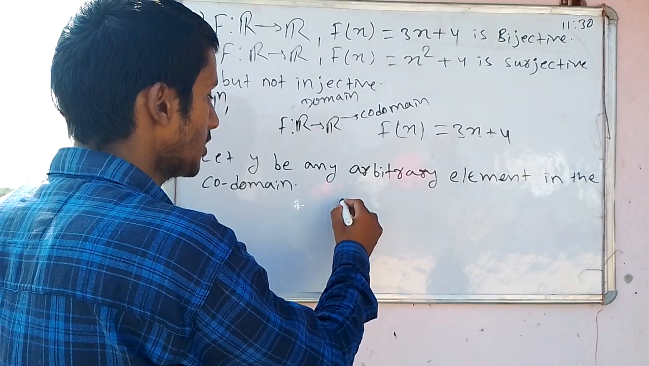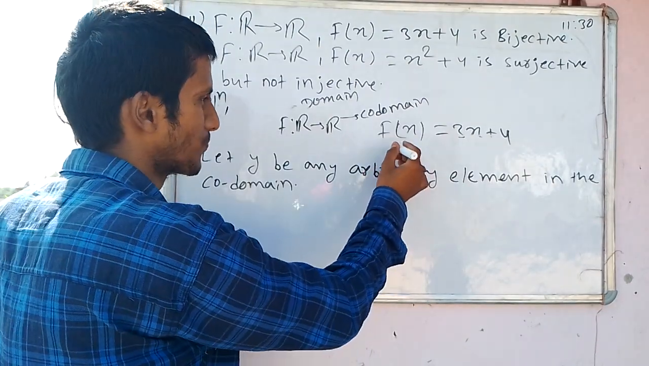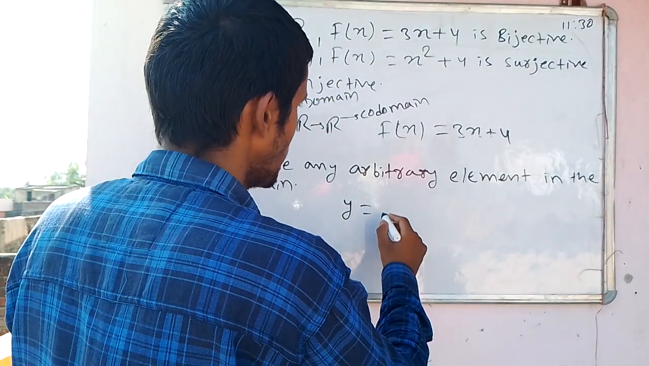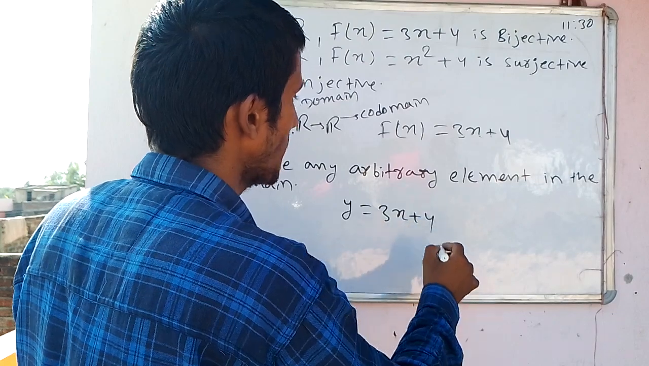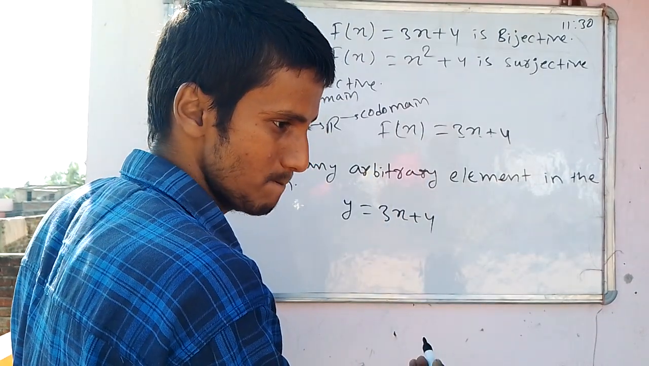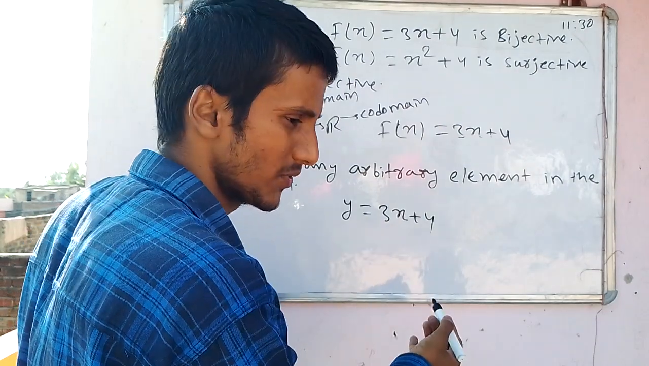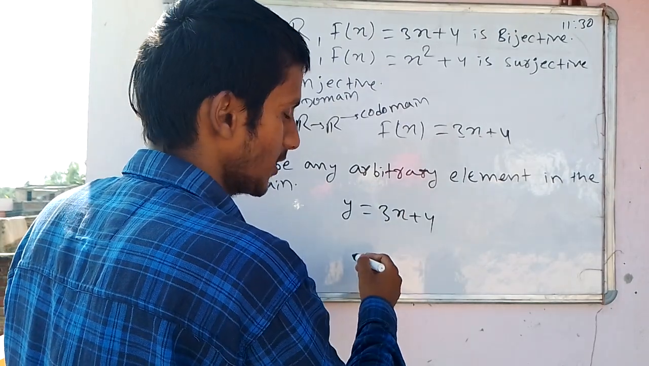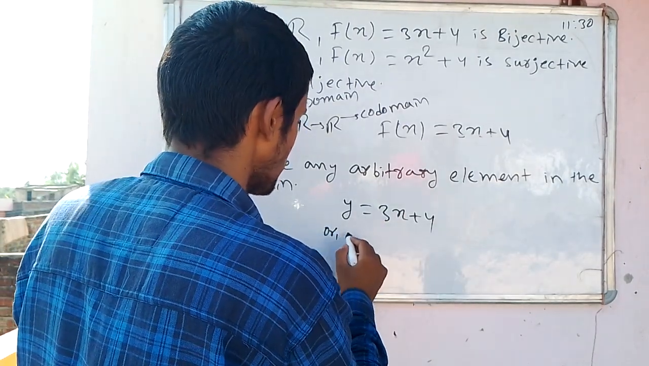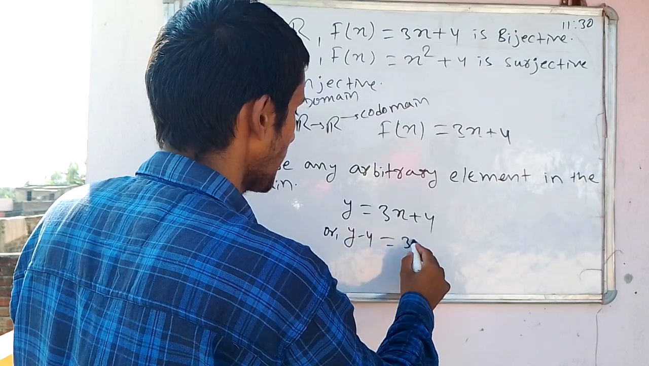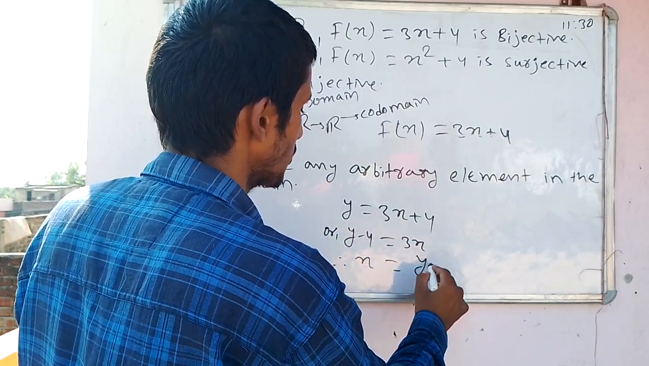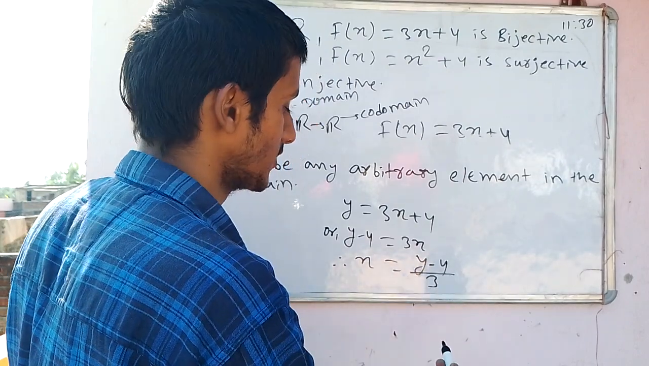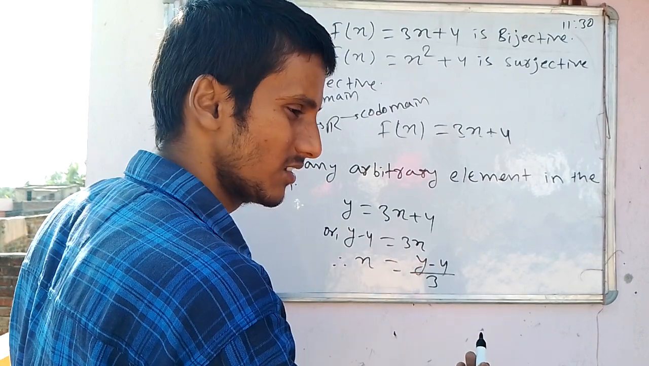So this is what we are going to do. For this f of x, now here we're going to write y. So y will be equal to 3x plus 4. Why? Because y is the output, y is the image, any arbitrary element in the codomain. And for that arbitrary element in the codomain, we're going to find the x. So y minus 4 is equal to 3x, and x is going to be y minus 4 over 3. It means there is an x for any arbitrary y in the codomain. It means it is surjective.